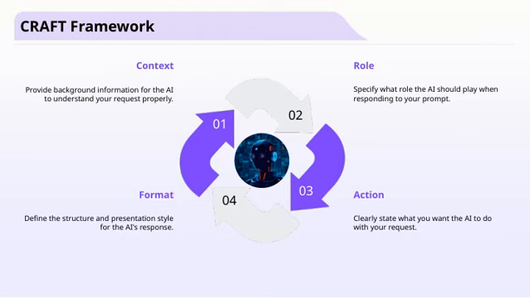Next, role. Here, we specify what role we want the AI to assume when responding, which guides the tone and perspective. Third is format. This defines how we want the response to be structured and presented, ensuring clarity and consistency. And finally, action. This is where we clearly state what we want the AI to do with our request, whether it's generating ideas, analyzing data, or something else.